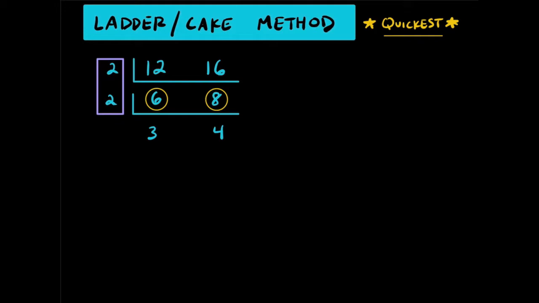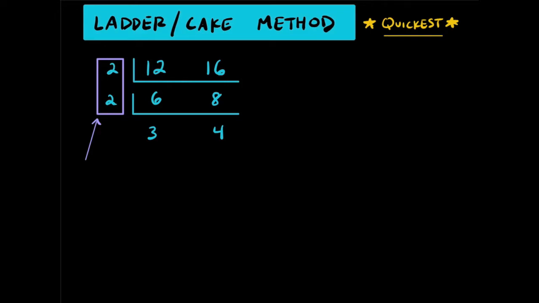12 divided by 2 is 6, and 16 divided by 2 is 8. On this next step of the ladder, we try to find another common factor for 6 and 8. Since they're both even numbers, we can choose another 2. 6 divided by 2 is 3, and 8 divided by 2 is 4. Since these bottom numbers are 3 and 4, we notice that their greatest common factor is 1. When the greatest common factor is 1, we call 3 and 4 relatively prime. They can't be broken down anymore.